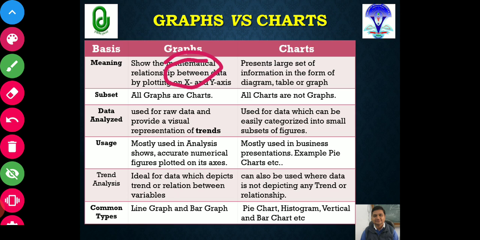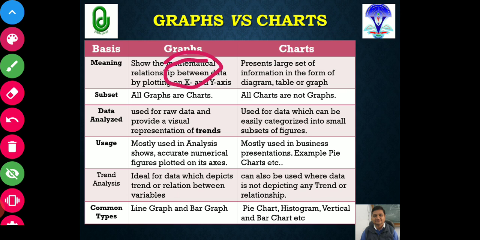Whereas a chart presents a large set of information in the form of a diagram, table or graph. So, a chart is a comprehensive thing. A graph is a small thing that establishes a mathematical relationship between the x and y axis, whereas a chart may include a diagram, table or graph in any form, and it presents a large data set.